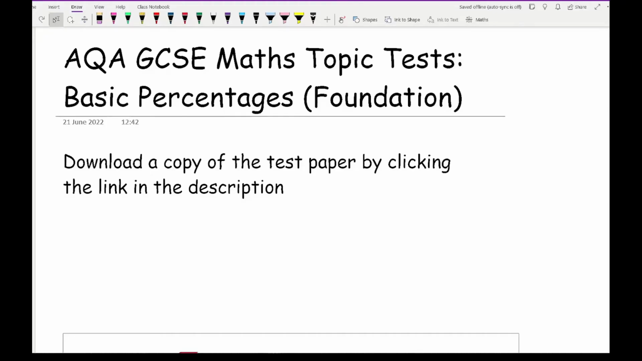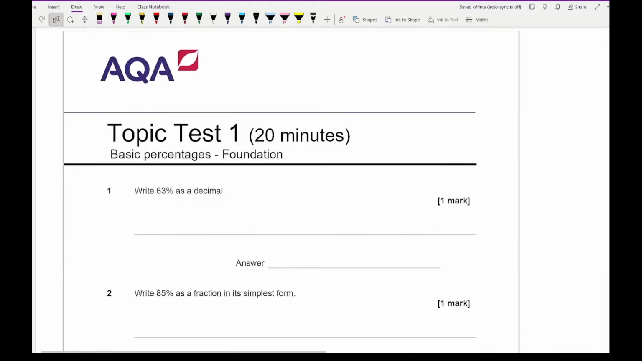Now, as with all of these topic tests, there is no indication as to whether they are calculator or non-calculator questions. So what we'll do is we'll pretend that they are non-calculator, show off our working out. Then obviously with some of the questions, if they are calculator, I will show you how we can use our calculator to answer the question, which will pretty much be basically entering what our working out is on our calculator. So enough of that, let's get started on these questions.